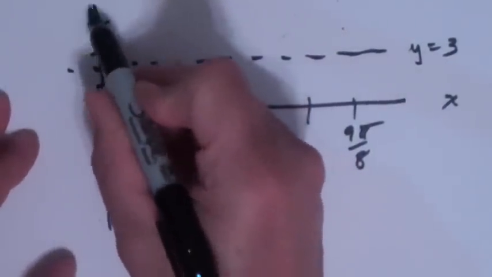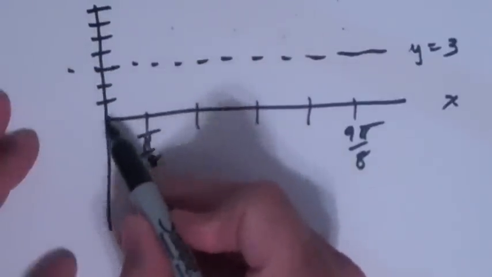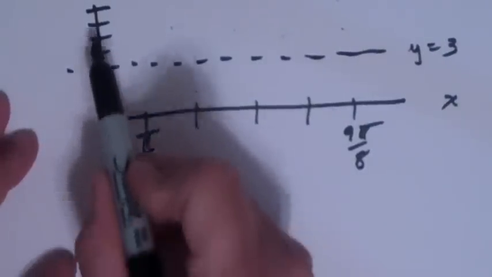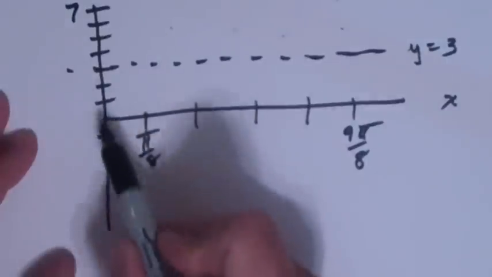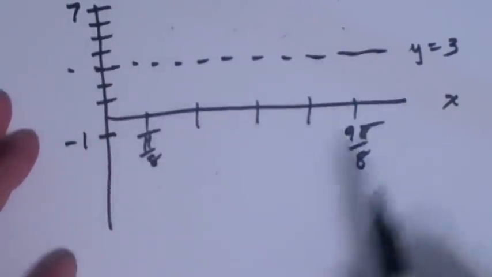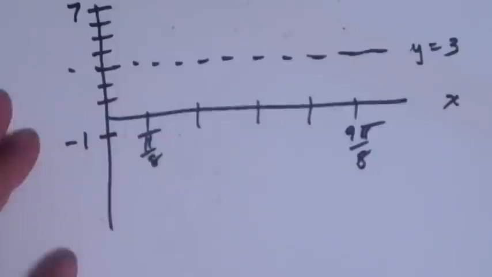1, 2, 3, 4, and I'm going to come down 1, 2, 3, 4 units. So I'm going to be all the way up at 3 plus 4 is 7, and 3 minus 4 is -1. So essentially my wave is going to fit between these two values, between -1 and 7.